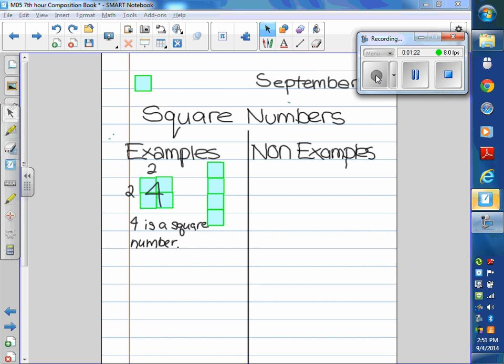I'm going to give you a non-example. Something that is not a square number would be 6. 6 is not a square number because I can make lots of rectangles out of 6. I can make funny shapes out of 6. I can still make funny shapes out of 4. But no matter what I do, I can't seem to turn this into what? A square. So because I can't turn it into a square, 6 is not a square number.